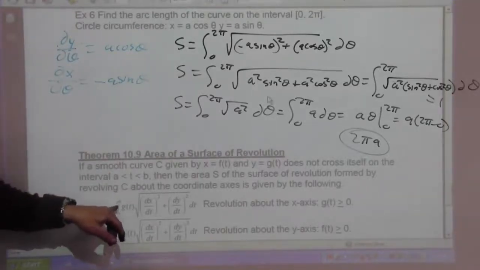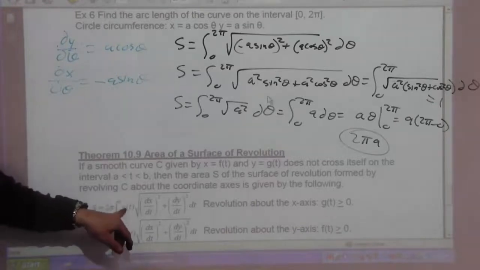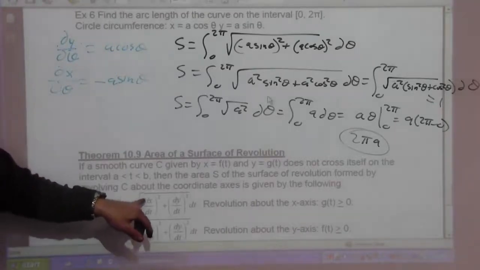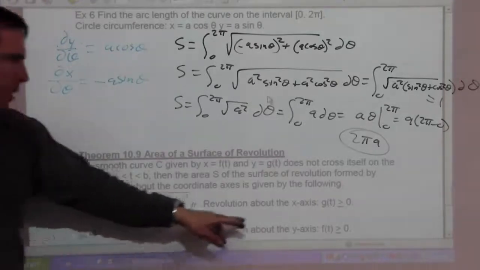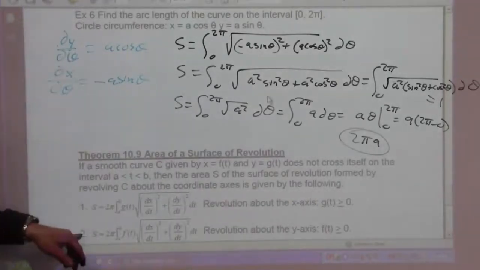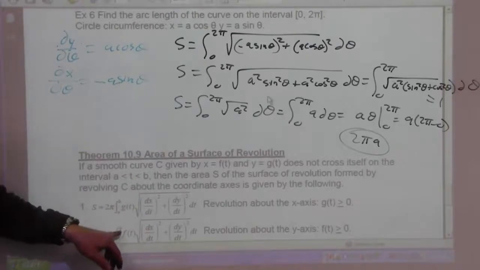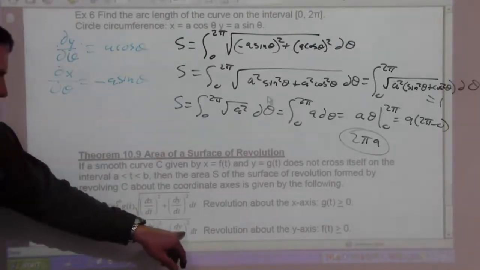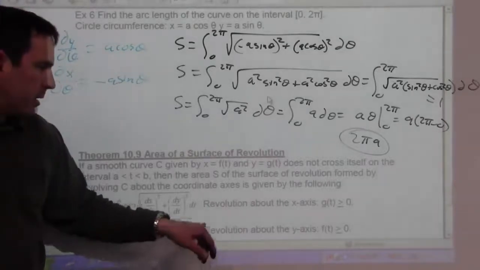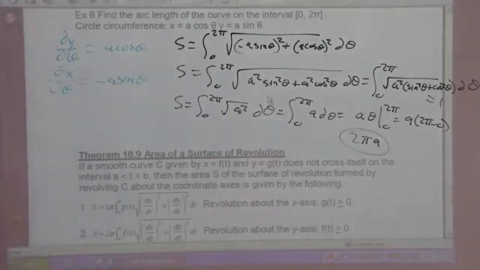S equals 2 pi, integral from a to b, of g of t times the square root of dx dt squared plus dy dt squared dt. That's if it goes about the x-axis. And S equals 2 pi integral from a to b of f of t, square root of dx dt squared plus dy dt squared dt, if it goes about the y-axis.